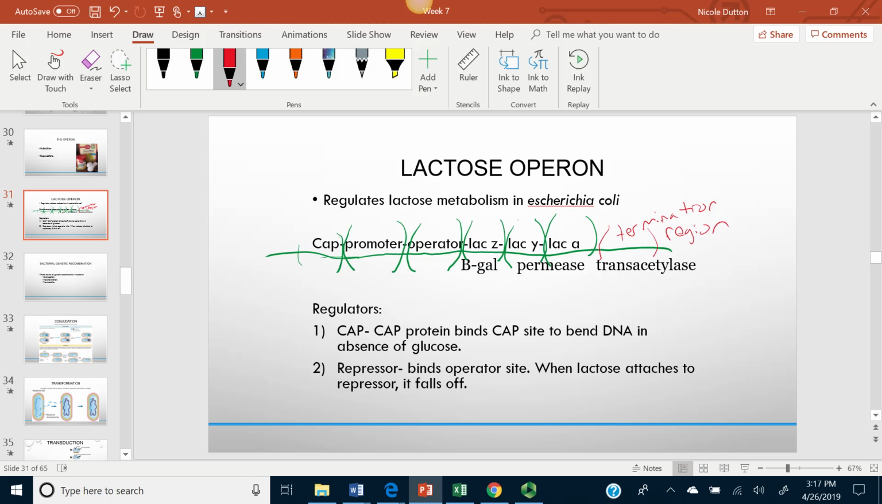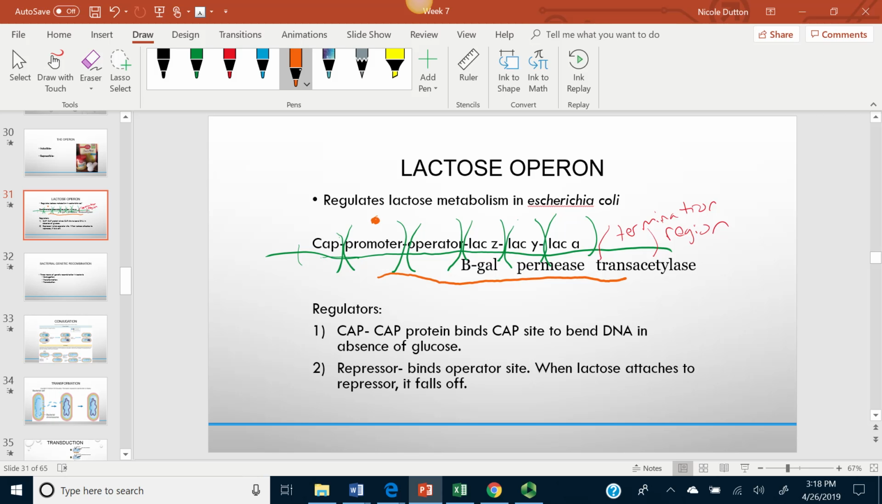So what we do is, if we're going to transcribe this, RNA polymerase is going to bind to the promoter, and it's going to copy this entire segment. And then it's going to stop once it gets to the termination region. So when it copies this whole segment here, all 3 genes are incorporated into one long messenger RNA.